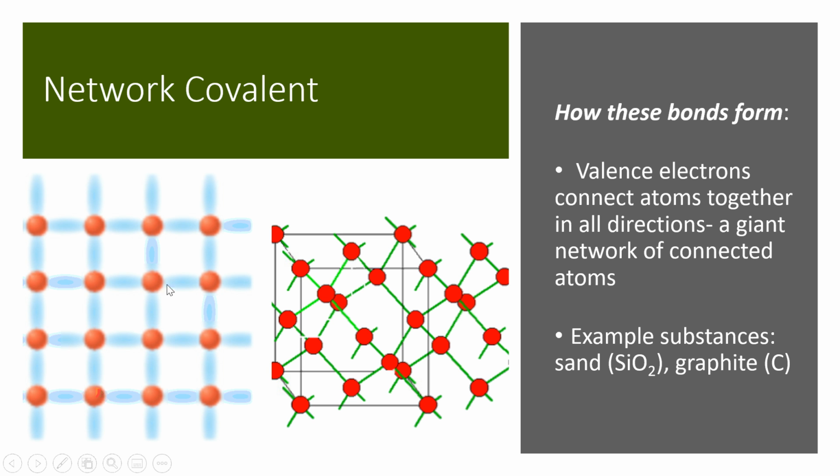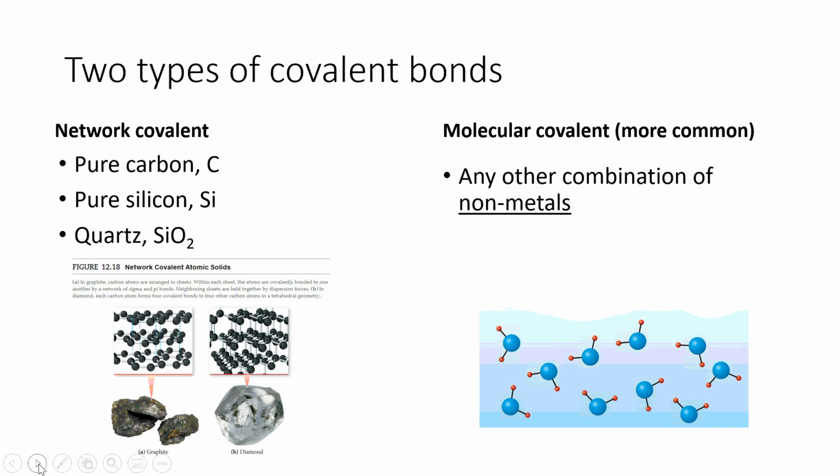Network covalent is when you have electrons being shared, but they don't form separate molecules. All the atoms are bonded to all the other atoms in this big network. That results in substances that are really hard and have a very high melting point, such as diamond. So here are the main 3 examples of network covalent to know: pure carbon, pure silicon, or silicon dioxide, known as quartz. Those are all network covalent bonding. Any other combination of nonmetals, we're going to assume is molecular covalent. Okay, so 2 types of covalent bonds here.